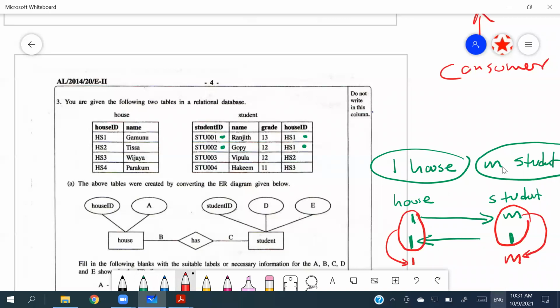Right? So B is 1, C is many, definitely. Is that clear, people?